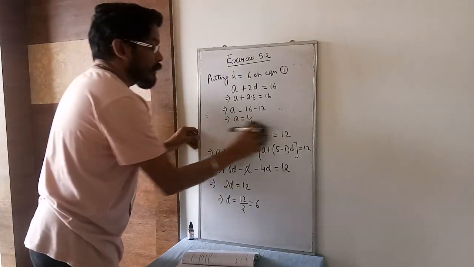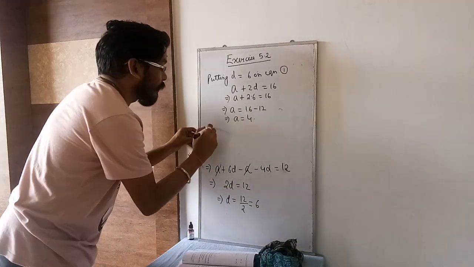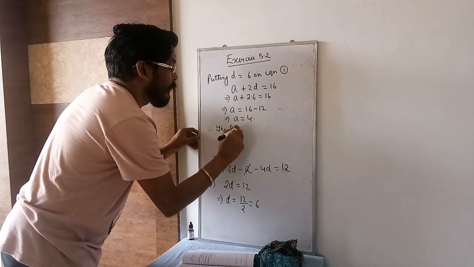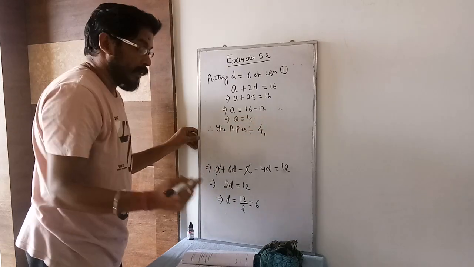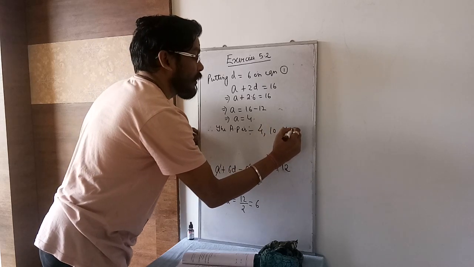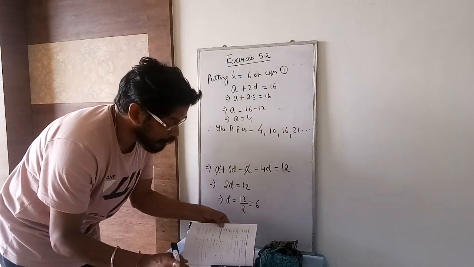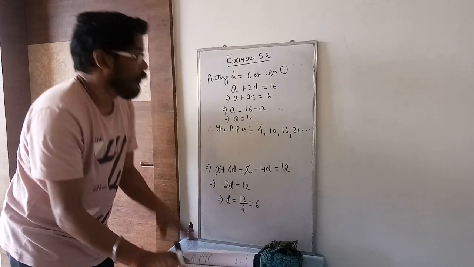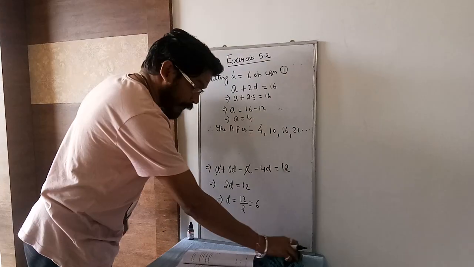So this does not end. There is one more line: to write the AP, therefore the AP is. When you write the AP, the first term is 4. To get the second term, we add the common difference. 6 plus 4 is 10, 10 plus 6 is 16, 16 plus 6 is 22. Take the screenshot. 4, 10, 16, 22. So this is the AP. Clear? Now we will go for question number 17.